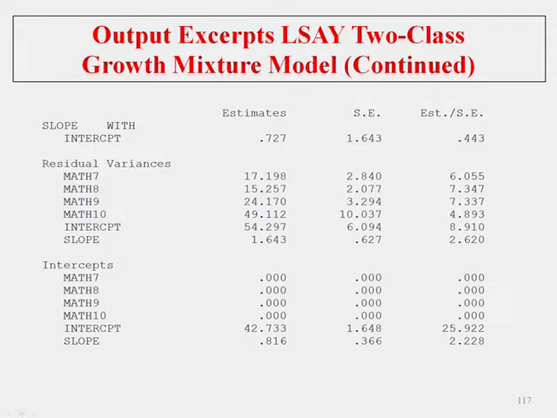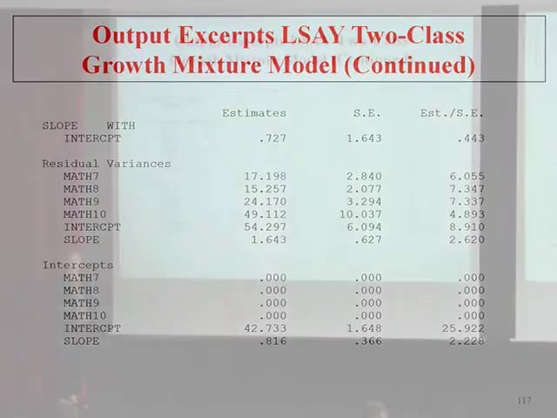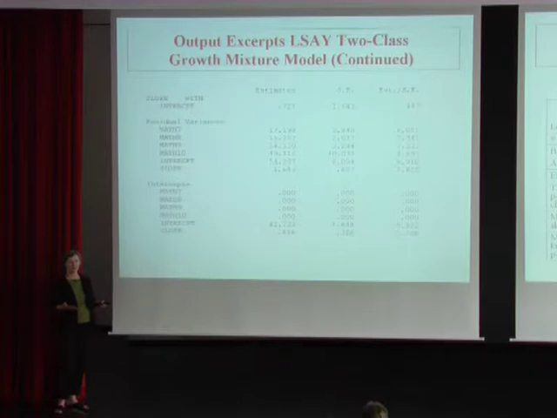And the reason we do that is, when we have ordered polytomous variables, it makes for a less restrictive model to have equalities of thresholds across time rather than fixing them all to 0.